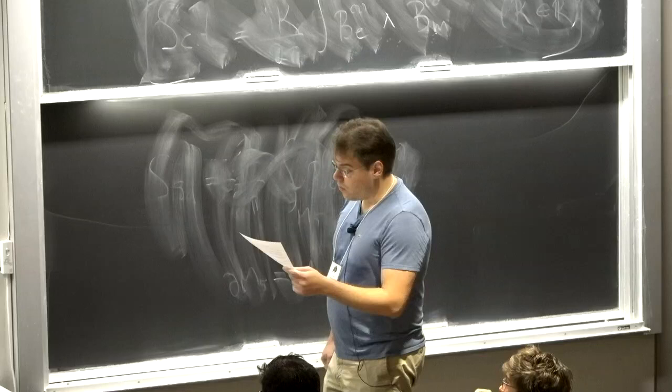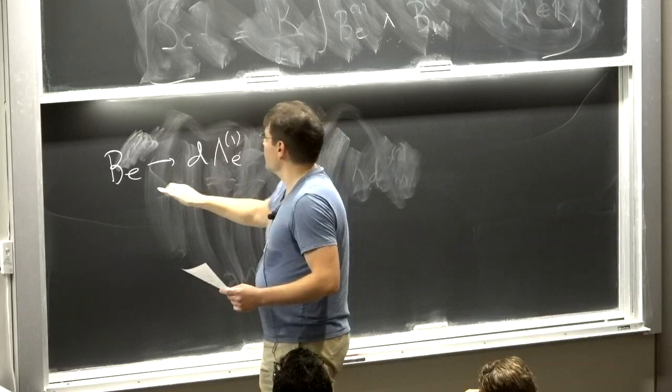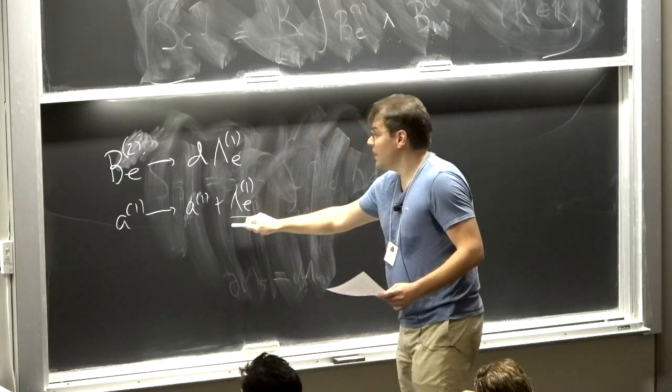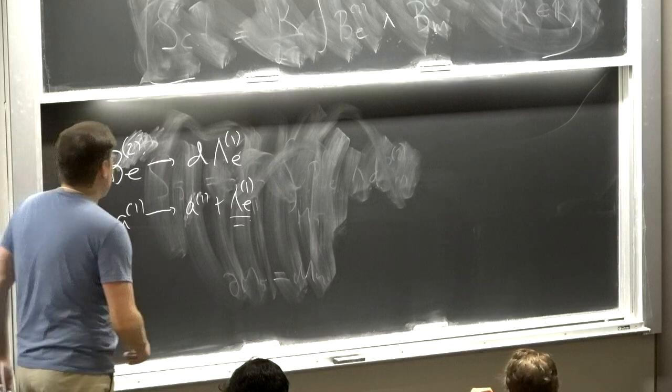Remember that in the original Maxwell theory, the one-form gauge transformations looked like this. B electric shifts by d lambda electric, which is locally a one-form, and A1 shifts by lambda electric. Now, this shift by lambda electric is a real problem for this covariant derivative here. This is the term that has the problem. This is the only term that has the problem. This is the coupling of the Maxwell field to the matter field. And so we have to figure out how to make D invariant under whatever symmetry we're going to preserve.